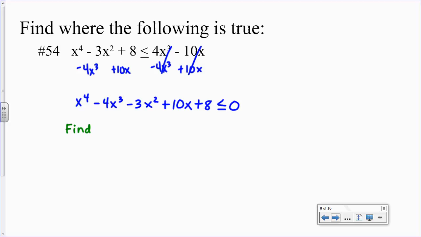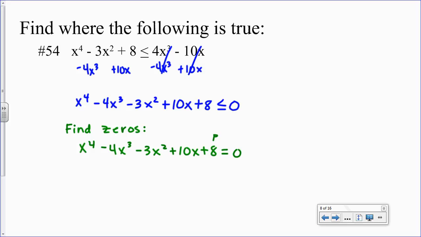Okay, so find the zeros. And when it's not in factored form, you have to do a little bit more work. So if you want to find the zeros with something that's x to the 4th, then we need to do our p's over q's and synthetic division. Okay? So I'm trying to solve for when this is 0.